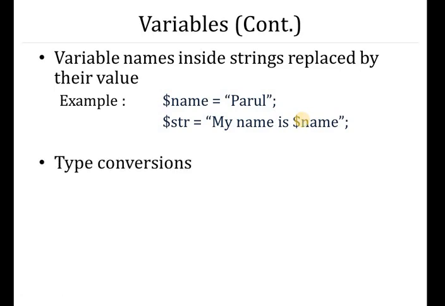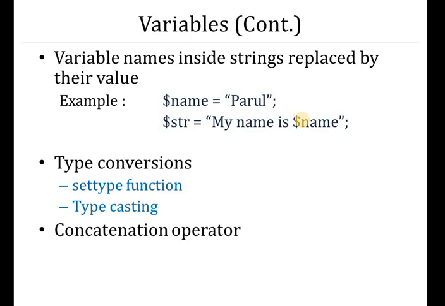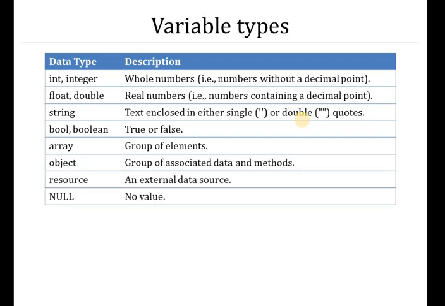Now type conversion in PHP happens in two ways. First one is the settype function, and after that typecasting itself. And if you want to perform concatenation, then you should use the dot operator. We always have to use the dot operator in PHP. Now these are the variable types. Over here you can see integer, float, double, string, boolean, array, object, resource, and also null, which is a kind of data type in PHP which has no value.